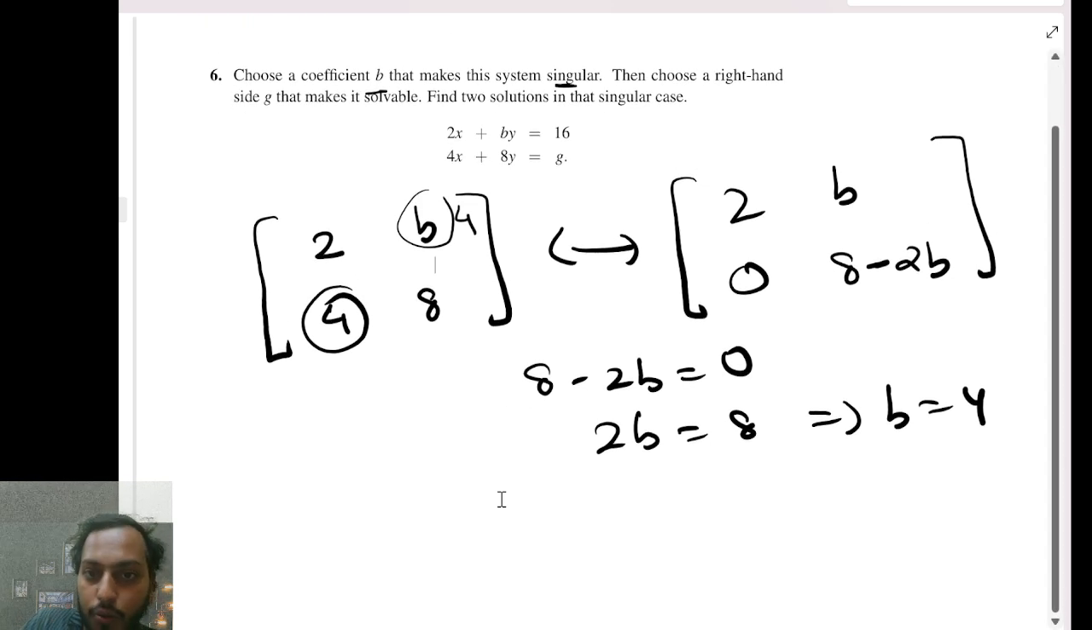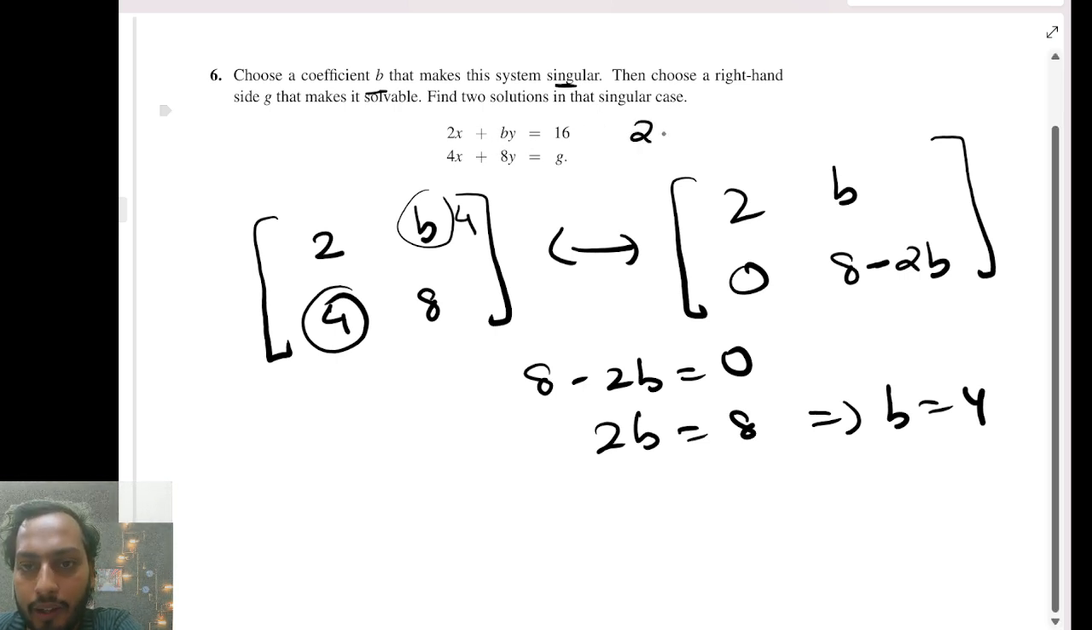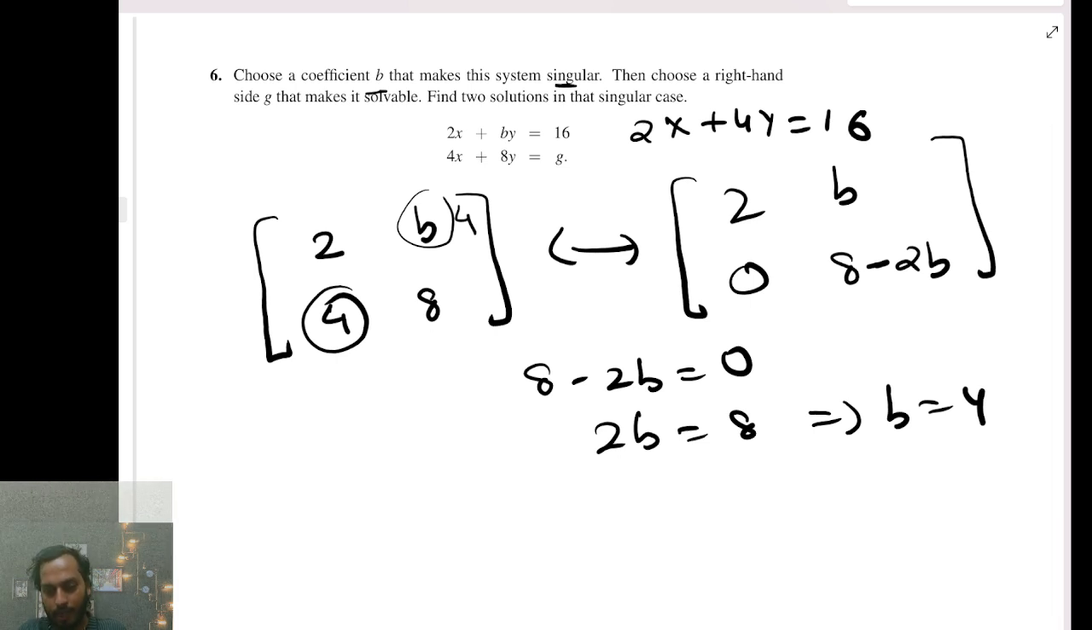What coefficient of y should I choose here so that the system will become singular? So I think 2x plus 4y is 16. If I take this, then this is a singular system whose determinant is 0, and in Gauss elimination it would break. Am I right? That's all. Okay, now let's come to the next question.